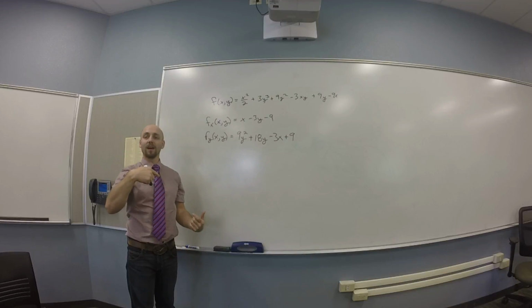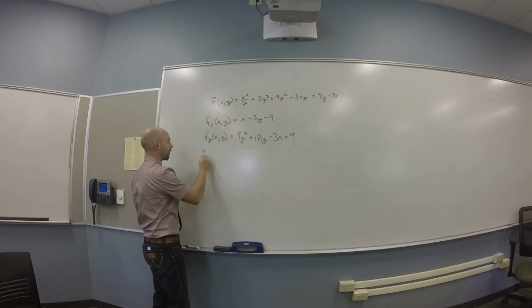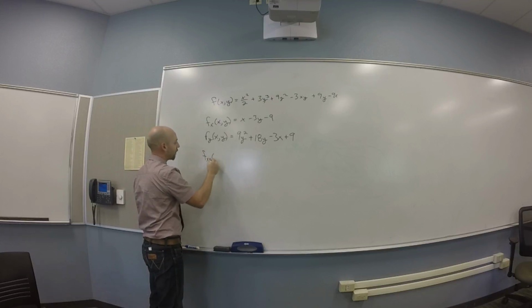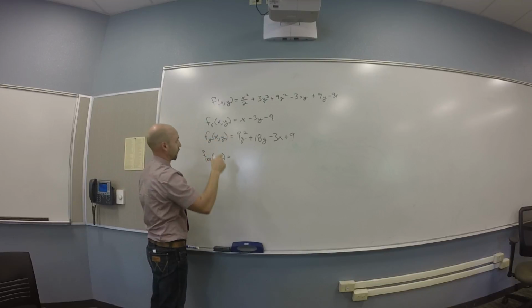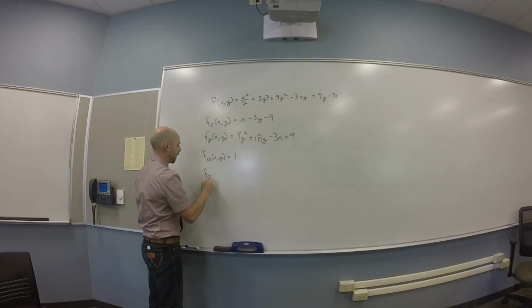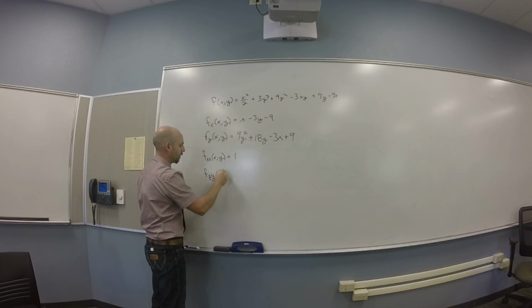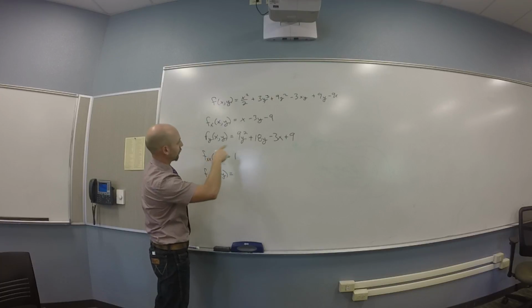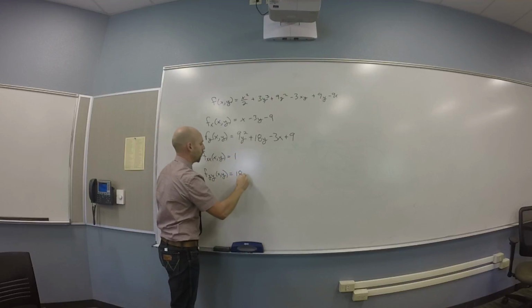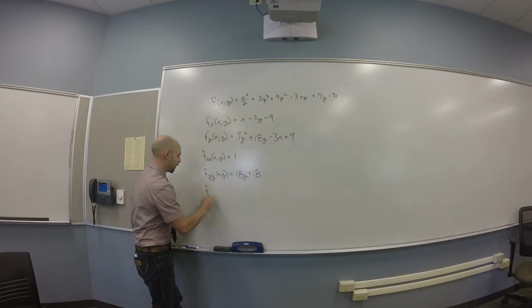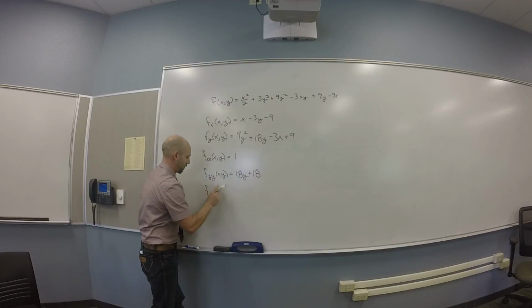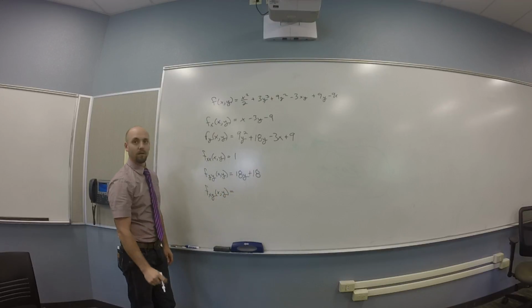Oh yeah, and then I'll need the second derivatives for later, right? Yep. So we may as well get those while we're differentiating. So fxx of x and y is 1. fyy of x and y is 18y plus 18. And fxy, for this one it doesn't matter, but it's negative 3.